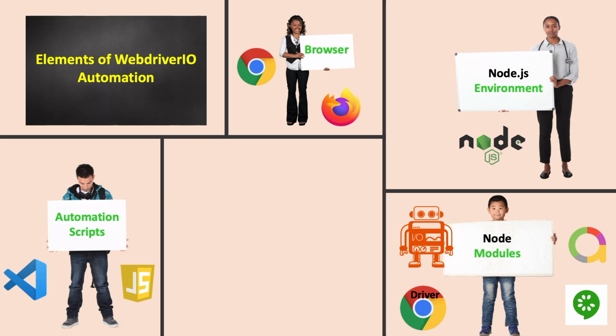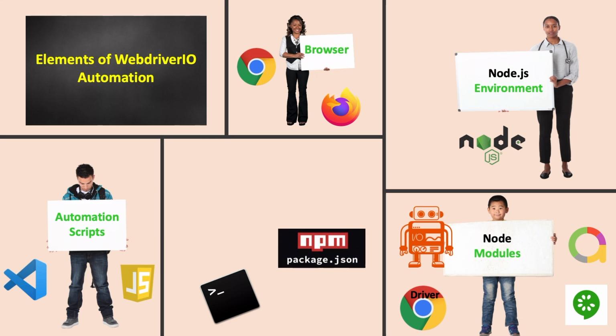Alright, I have my browser, I have the Node.js environment, I have my automation scripts, I have all the node modules. So how does the script work? First, all you have to do is pass a command. That's what we do at the end. After all the automation scripts are done, you just pass a command in the terminal, and that terminal will reach out to the package.json file. Package.json has two different sections. One is called scripts, the other is called dependencies. Scripts is the place where we put all the commands that we want to run, and dependencies is the place where we list all the modules that we need to download from the actual repository.